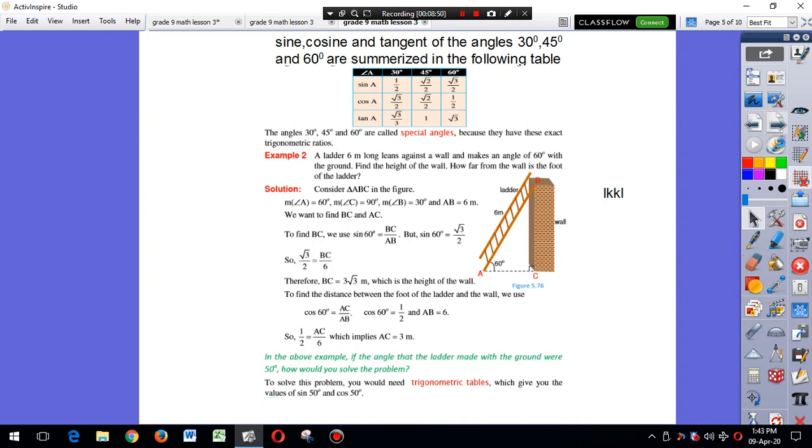Example 2. A ladder 6 meters long leans against a wall and makes an angle of 60 degrees with the ground. Find the height of the wall. How far from the wall is the foot of the ladder? Here we are asked to find the height of the wall and the length between the foot of the ladder and the building. So, in order to solve this kind of application problem, we use the one that we discussed earlier.